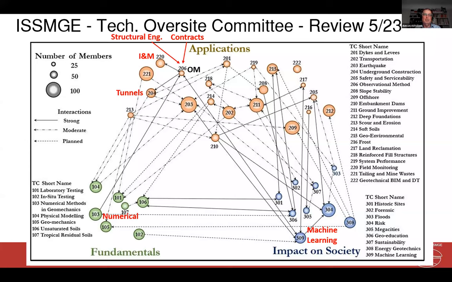We look at instrumentation and monitoring, TC220, because instrumentation is key to being able to back analyze something. We link up with tunnels or with other groups, because there's a history of observation method in NATM and rock tunnels and so on, and we're keen to look at other people's applications of OM. We link up to numerical TC103 because we're interested in understanding the back analysis and getting the most out of that. And Ying will talk more about how we're looking to speed up the process of back analysis. And we also deal with machine learning because, again, we want to do this back analysis as fast as possible and ideally in parallel with the excavation process.